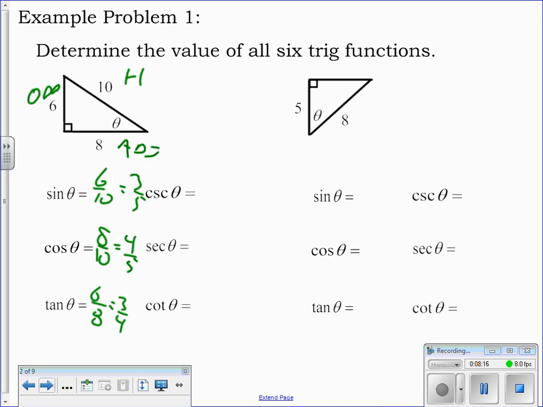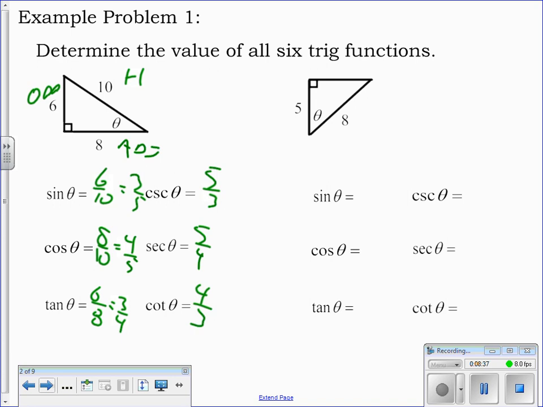And the cosecant is the inverse of the sine. 5/3. Secant is the inverse of the cosine. 5/4. And cotangent is the inverse of the tangent. 4/3. That's it.